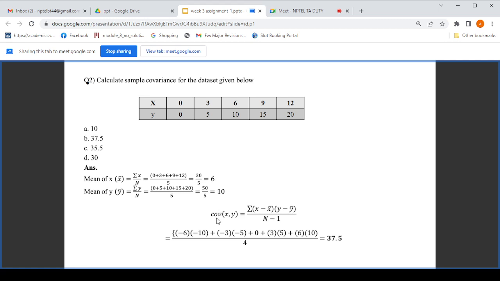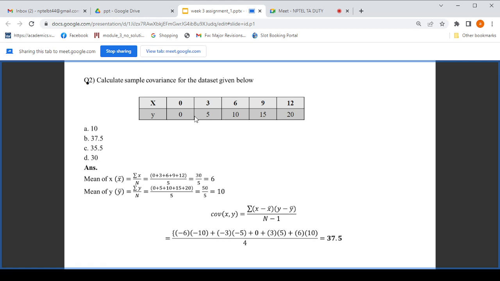The formula of covariance is the summation of (x minus x bar), that is x minus the mean of x, into (y minus the mean of y), divided by n minus 1. N is the total number of samples. So in this particular case, x minus x bar for the first value is 0 minus 6, so it's minus 6. The next one is y minus y bar. So y here is also 0, so 0 minus 10, that is minus 10.